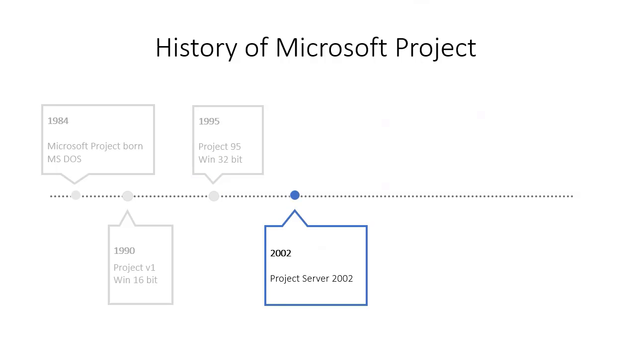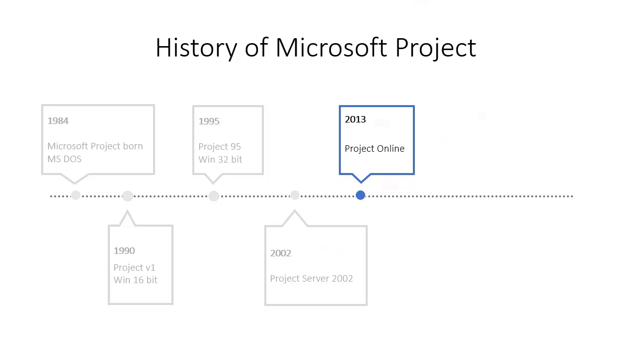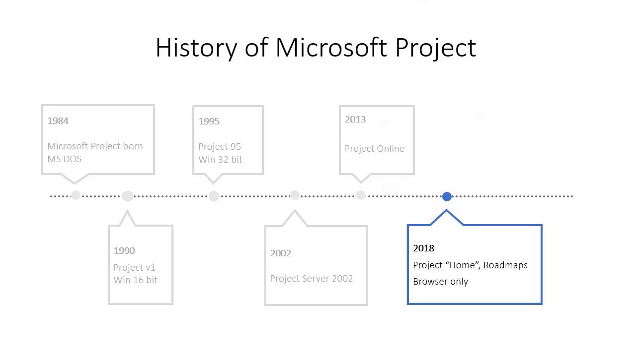In 2002, we had this thing called Project Server, which arrived on the scene, which Microsoft actually bought from somebody else, but they created Project Server. That went through various iterations: 2003, 2007, 2010, and then in 2013 we ended up with Project Online, which is a version that's put into the web. And back in 2018, a couple of years ago, Microsoft came out with something called Project Home and Roadmaps. And the important thing about both of those applications is they are modern browser-only based applications. Everything up to that point had a full fat Windows client, what we used to call Microsoft Project. That was a full fat Windows client that got installed on the desktop.